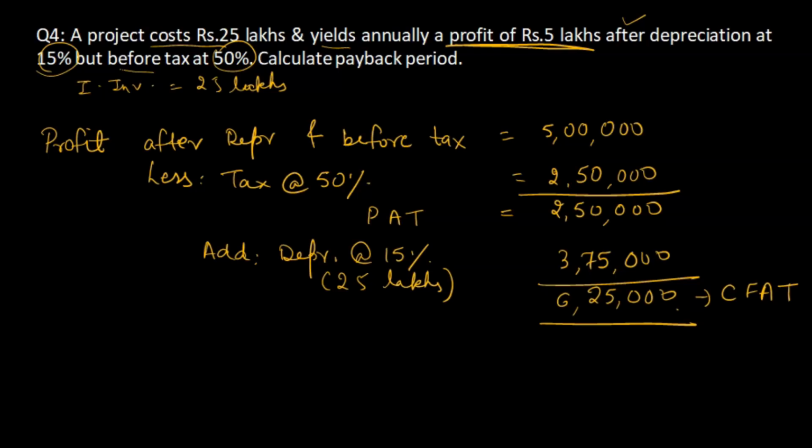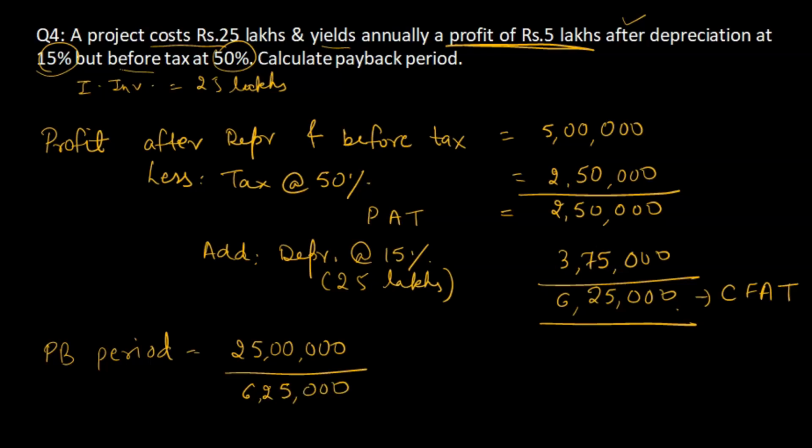I hope this is clear to you. Now for payback period, we just need two things, initial investment divided by CFAT. Initial investment is 25 lakh, CFAT is 6 lakh 25,000, and we will get how many years? 4 years. So 4 years will be our answer.